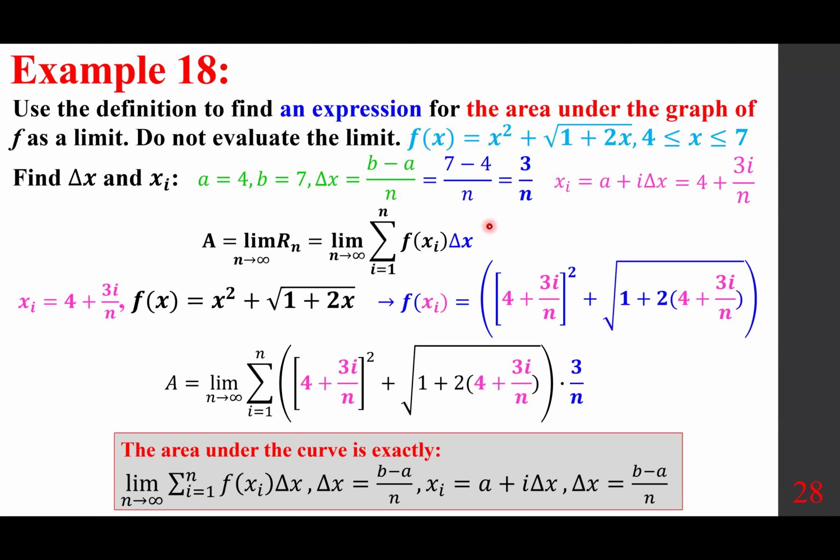We will discuss that later on, how to evaluate this limit. But for now, this represents the actual area under the curve. The limit of the summation i going from 1 to n of 4 plus 3i over n quantity squared plus the square root of 1 plus 2 times 4 plus 3i over n, the whole thing times 3 over n.